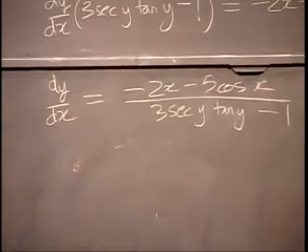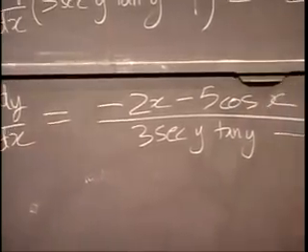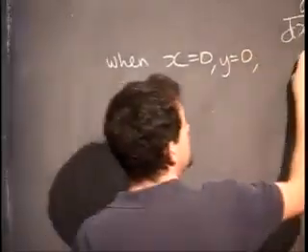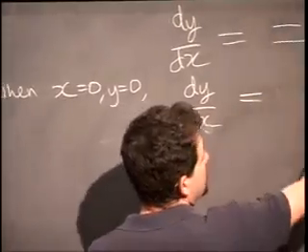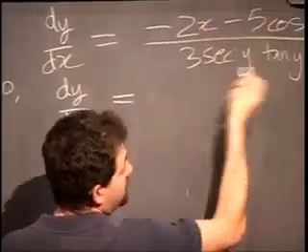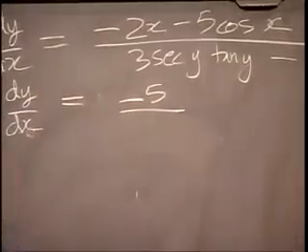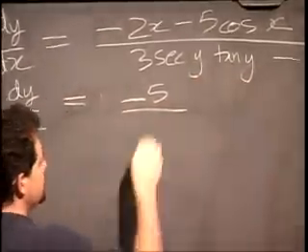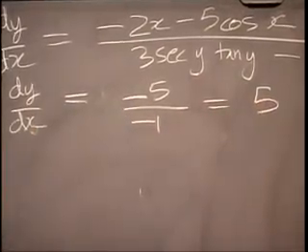But all we really need is what happens when x equals 0 and y equals 0, because we're looking for the tangent at the origin. So dy/dx is equal to, well, it's 0 minus 5 times 1, so it's minus 5. We already discussed that secant of 0 is 1, but actually tan 0 is 0, so that goes away. And you get that the derivative at the origin is 5.